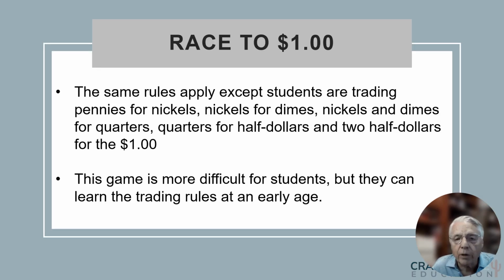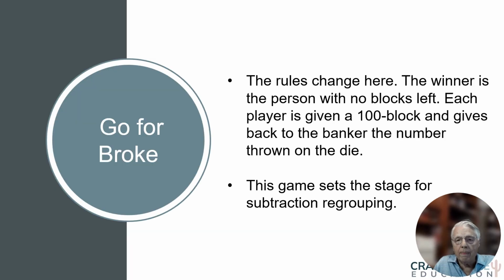The same rules apply for Race to a Dollar, except it's a little more difficult to know that you trade 5 pennies for a nickel, 2 nickels for a dime, and then nickels and dimes for quarters, quarters for half dollars, and 2 half dollars for the dollar. But they do get it. They can learn this. Even at a very young age, they can learn the rules for money.